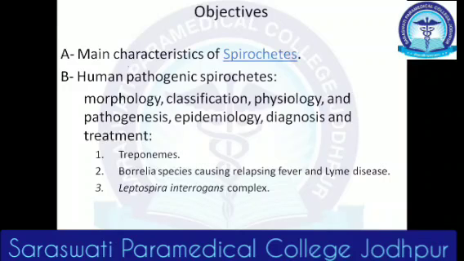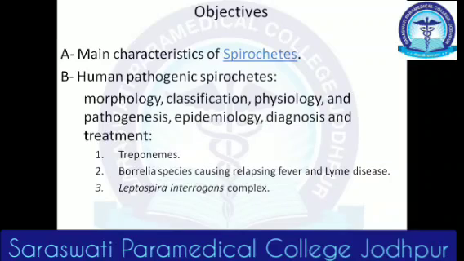Where we are going to see the different types of spirochetes and what are their general features of their cell. And the second thing, we are going to talk about the human pathogenic spirochetes. Among them, we are talking about the morphology, classification, and physiology. We are not going to talk about diagnosis and treatment. We are just going to go up to the epidemiology and till there.